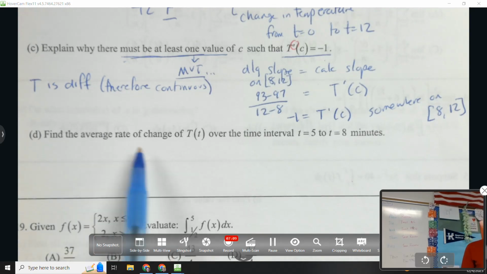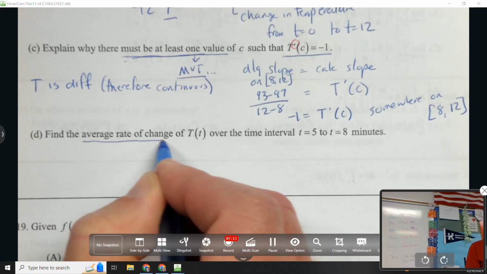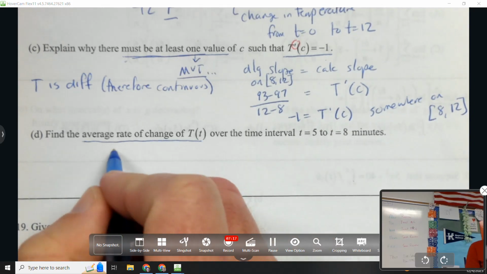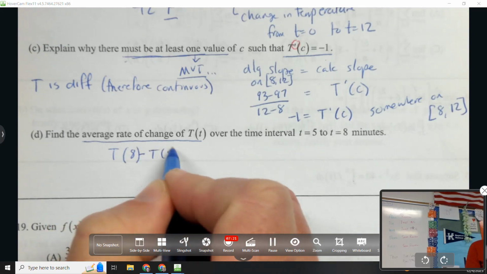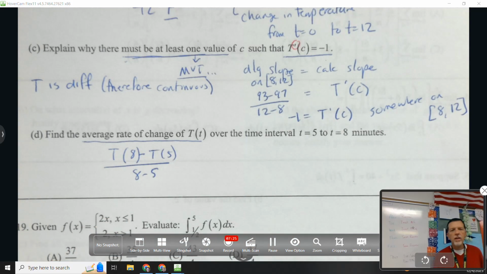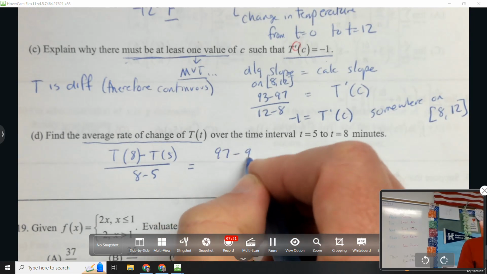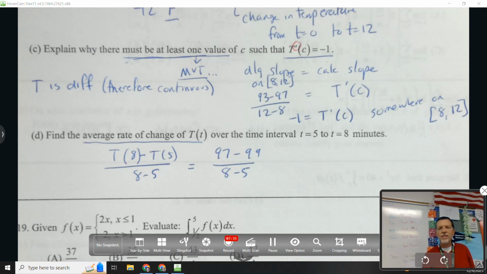Part D, find the average rate of change of t. The average rate of change. Okay, so that's like the algebra rate of change. So that's just T8 minus T5 over 8 minus 5. So 97 minus 99 over 8 minus 5. I could stop there. That's a safe stop.